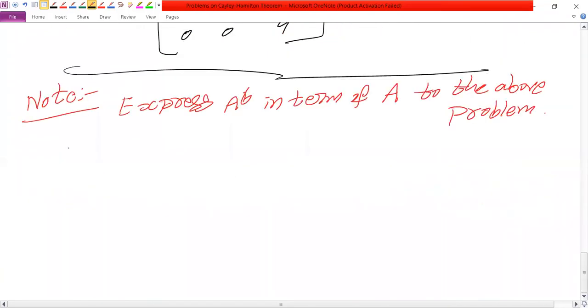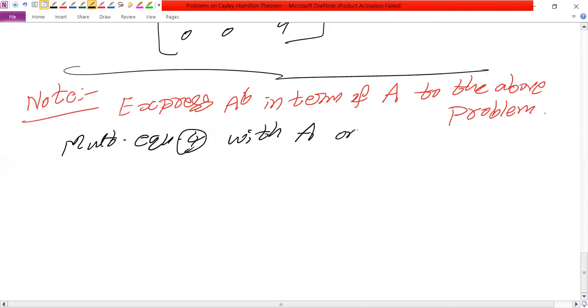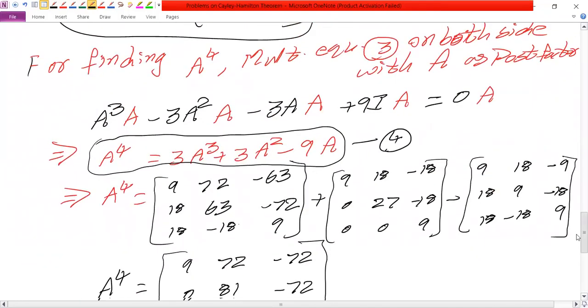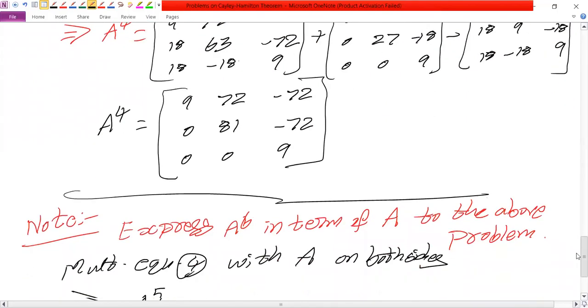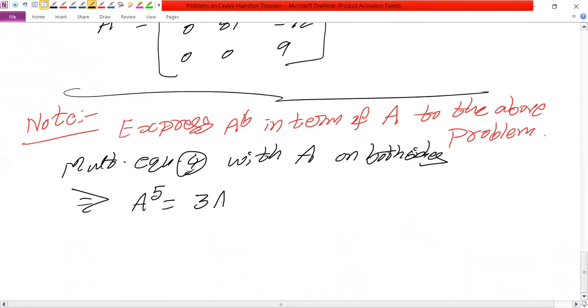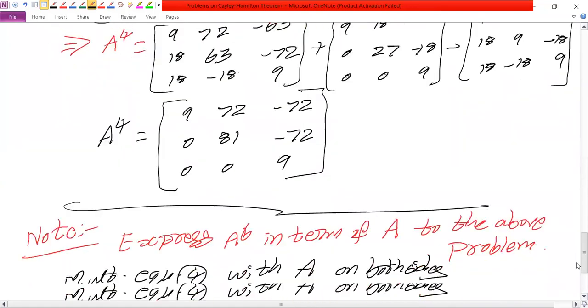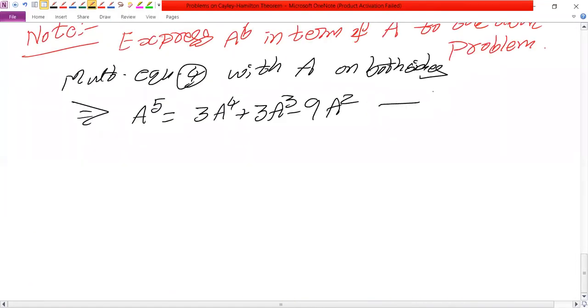Multiply equation number 4 with A on both sides. Then if we do this, what we will get? A power 5 equals to, actually it is A power 4, A power 5 equals 3A power 4 plus 3A cube minus 9A square. Yes or no? Check it out. Taking it as equation number 5.